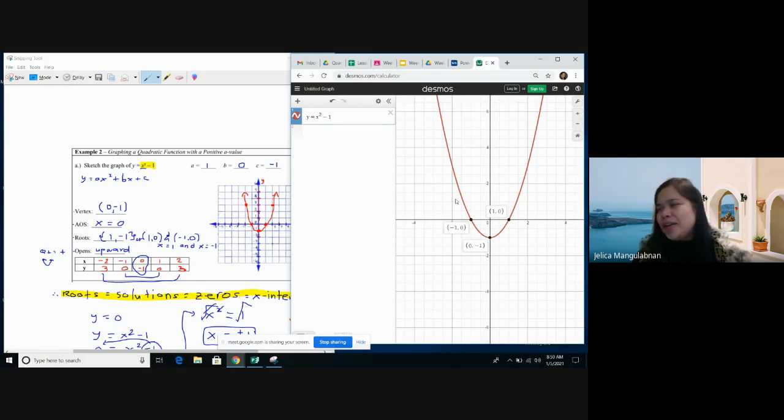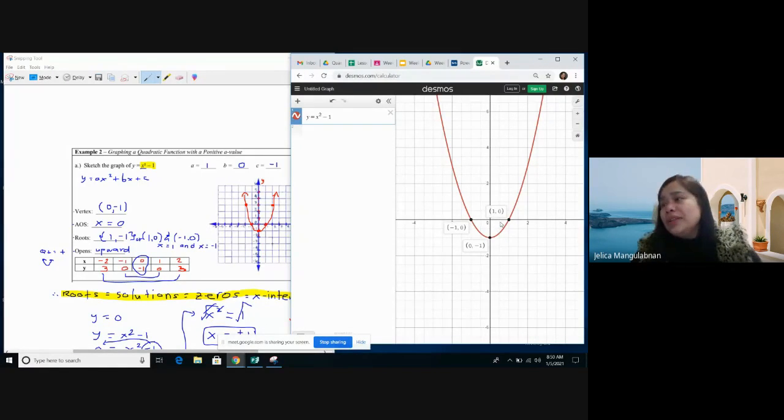Write your comment on the chat box, please, for the response. Yes, you may use different numbers for x, as long as you plug it in and use the same number. You're going to plug the value of x that you've chosen into the function to find the output. Any questions? Okay. So as I repeat, zero, solutions, roots, and x-intercepts are 1 and -1.